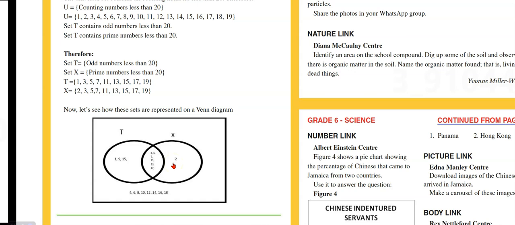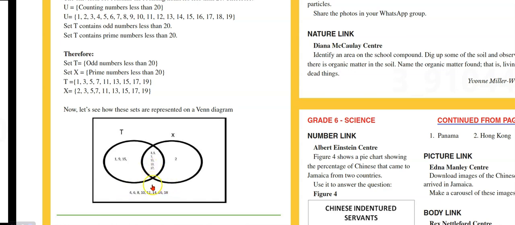No, that would be set X, not 2. Set X would be, what's this one? Prime numbers less than 20. And what do they have in common? We have 3 in common, 5 in common, 7, 11. What else? 15? No, it can't be 15, I remember. 13. Yes, it's 13 and 17.